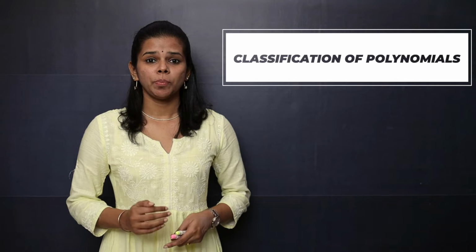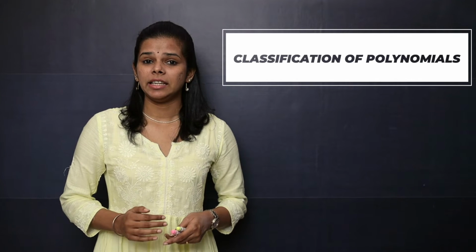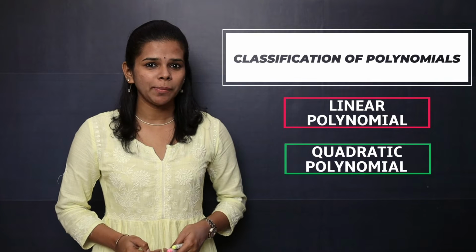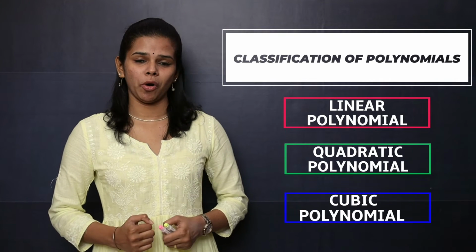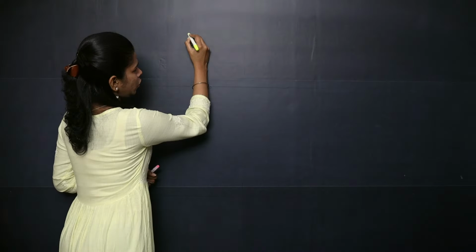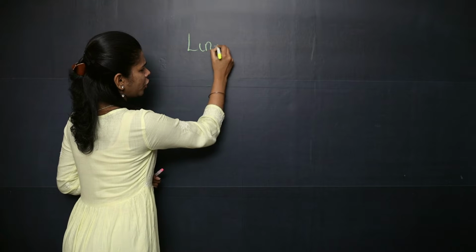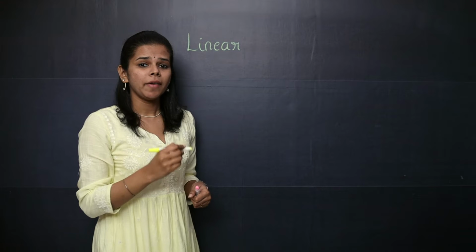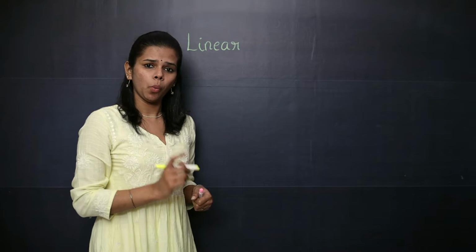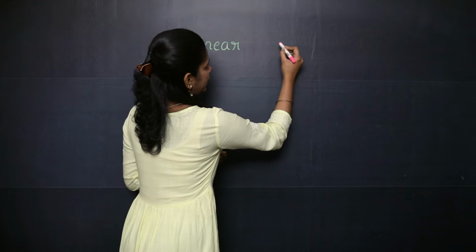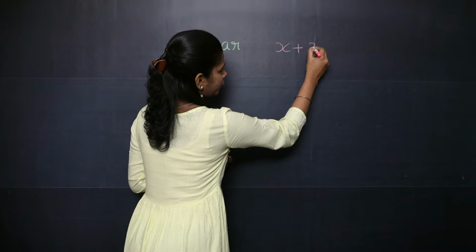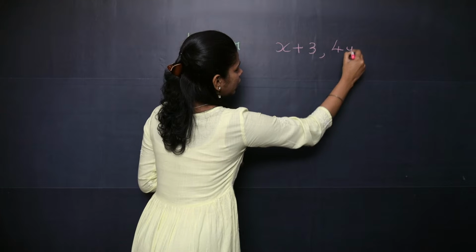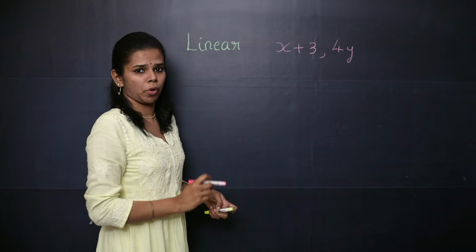So you know the classification of polynomials. Polynomials are classified as linear polynomial, quadratic polynomial and cubic polynomial. So let's see some examples of each type. In the case of a linear polynomial, the degree will be 1, that is, the power of the variable will be 1. So here x plus 3 or 4y are all examples of a linear polynomial.